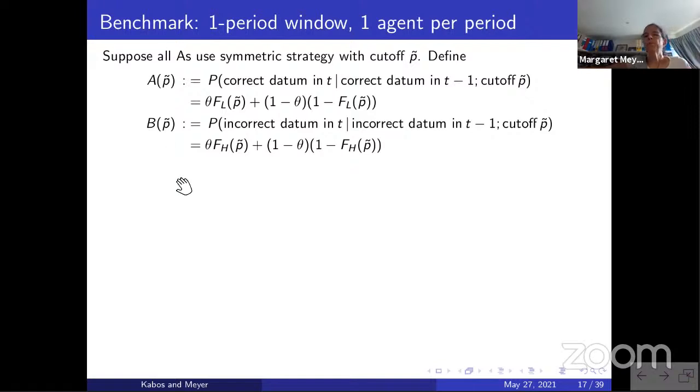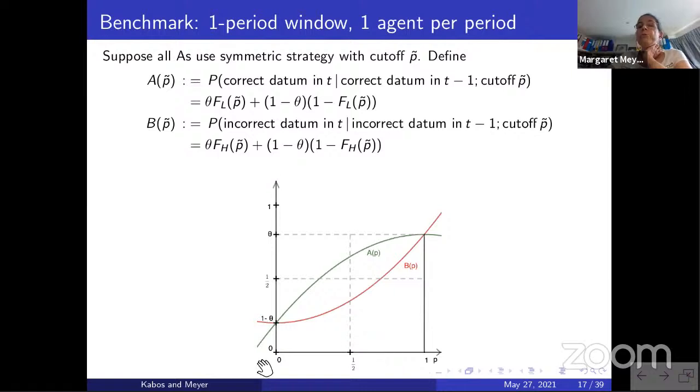B of p tilde is the probability of the agent in period t seeing an incorrect datum, meaning a datum that doesn't match the state, conditional on his predecessor having seen an incorrect datum and having used cutoff p tilde. And that's just a smoothed version of the conditional CDF conditional on the high state. So in terms of pictures, A and B are just smooth versions of CDFs. The monotone likelihood ratio property tells us that A is everywhere above B. Unlike CDFs, these functions run from 1 minus theta to theta, but the other properties all follow from the MLRP.